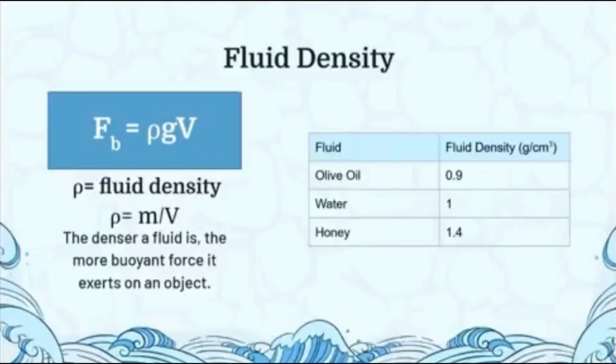Okay, so now we're going to be looking at fluid density. So this is the rho value of the buoyancy force equation. So there are different fluid densities for different fluids. For olive oil, it would be something like 0.9, and water, it would be 1, and honey, it would be 1.4. So you can see that as the fluids get more dense, they have a higher fluid density value, and that would make the buoyancy force also increase. So that would mean that the denser a fluid is, the more buoyant force it will exert on any given object.